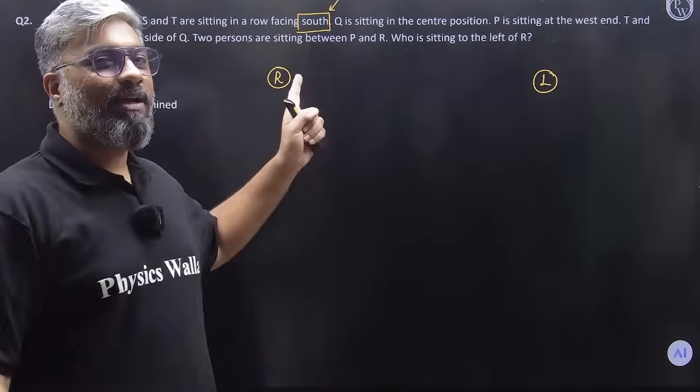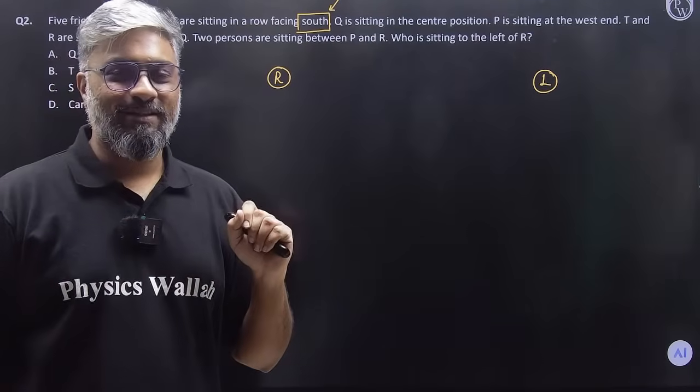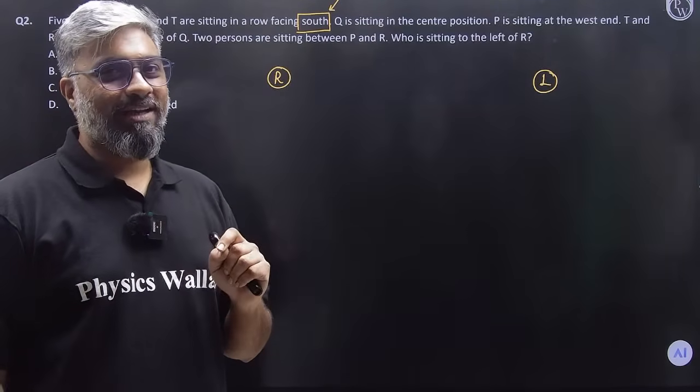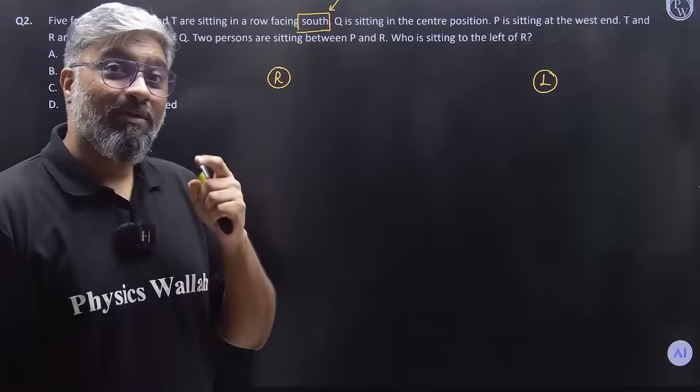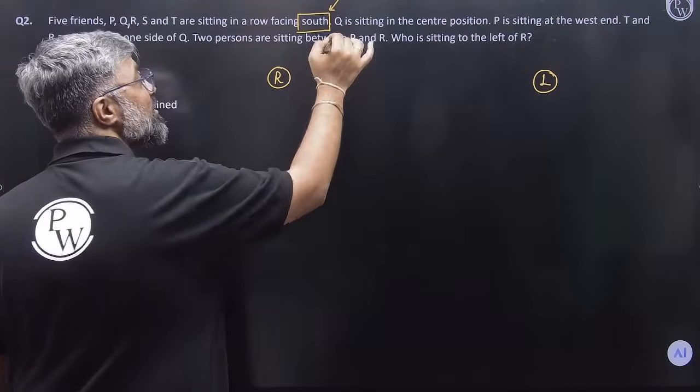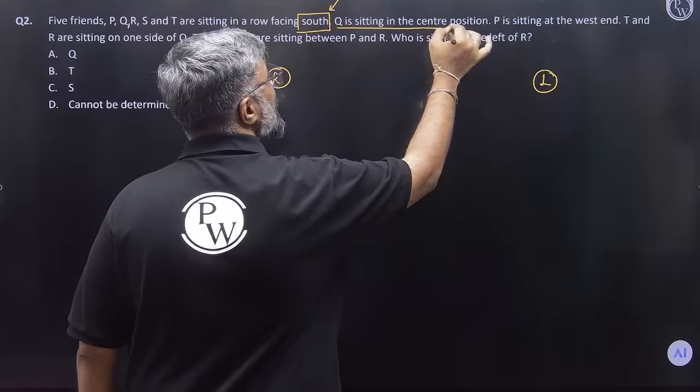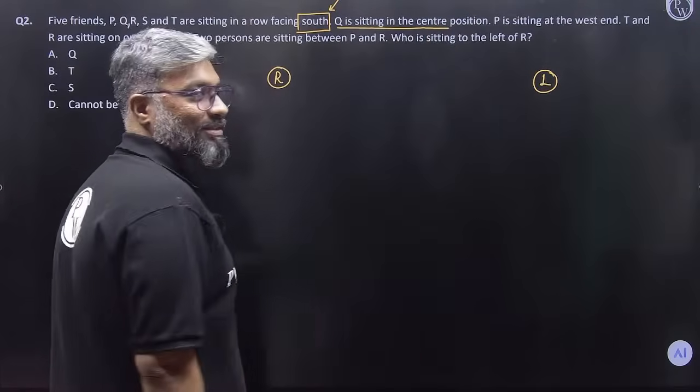Now, should I do floating arrangement for this or fixed arrangement for this? Should I go for floating arrangement? I don't have to. Why? Because now I know a fixed position, a definite position for somebody, which is what? Q is sitting in the center position.